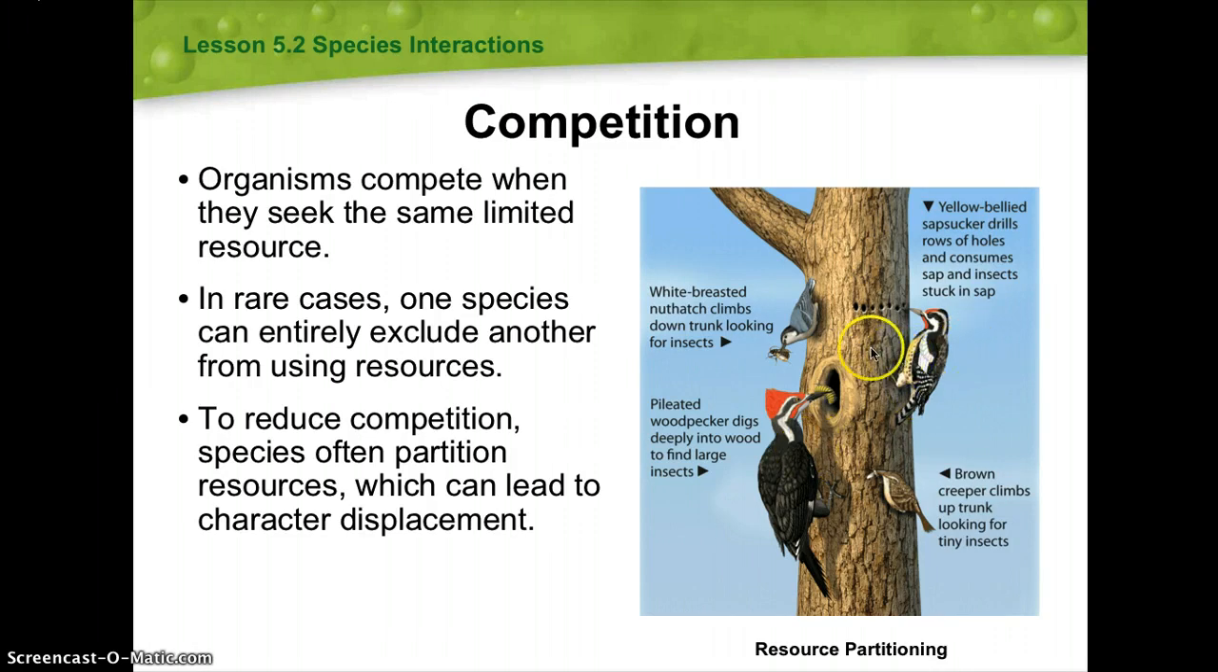So, for example, here you have the white-breasted nuthatch, a bird that will climb down trunks of trees to look for insects. So it looks for food on that tree trunk a little differently than, say, the pileated woodpecker, which digs deeply into the wood to find larger insects, versus the yellow-bellied sapsucker, which drills rows of holes and consumes the sap and insects stuck in the sap. And then down here we have the brown creeper, which climbs up the trunk looking for tiny insects. So that is resource partitioning.